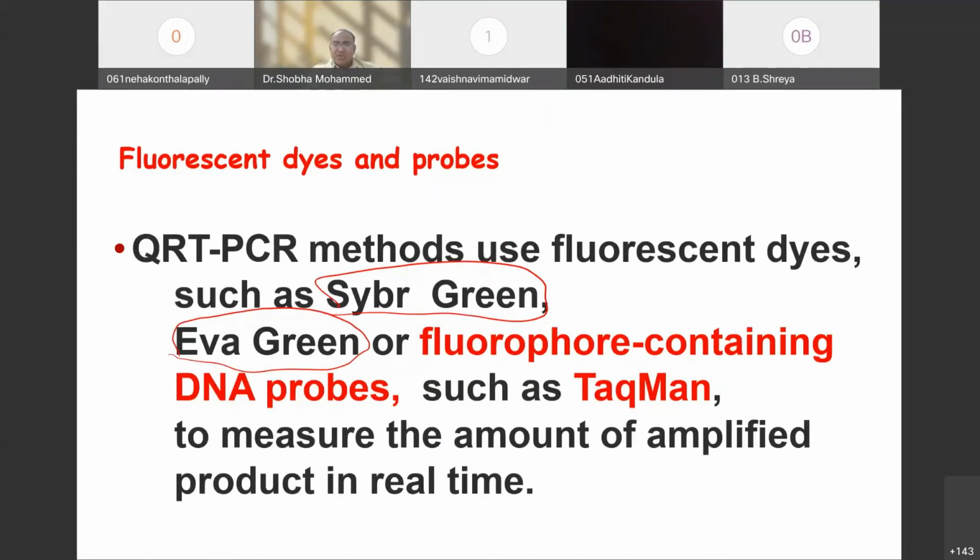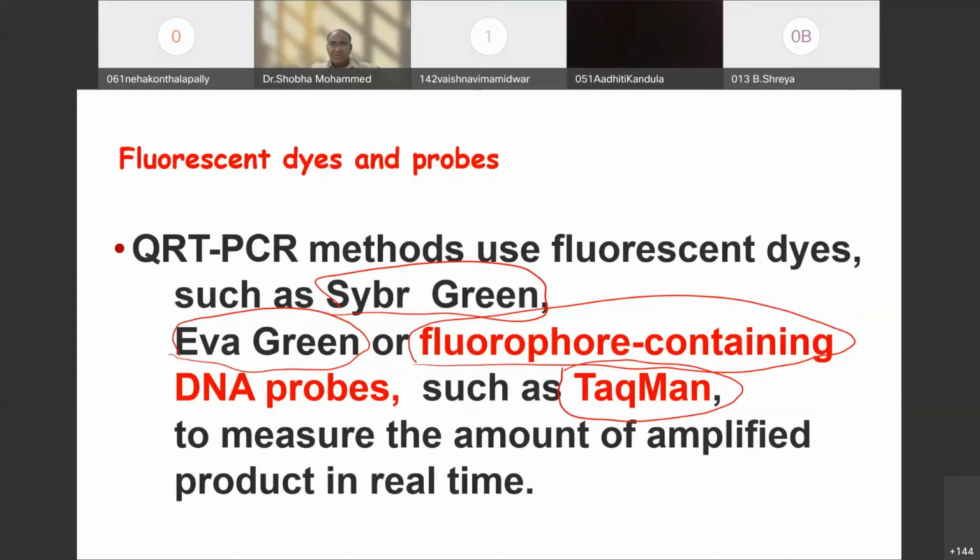Then I have the fluorophore containing DNA probes. So nowadays, I'm not going to give the dye directly to the solutions. What I am using is a DNA probe. I immerse the DNA probe into the dye and throw it in. So such as TaqMan, a company-made product. What is this TaqMan? TaqMan is nothing but a fluorescent dye containing a fluorophore, immersed with the DNA probe. So this gives me amplified reactions so that I can have a quantification of the particular molecules I am looking for.